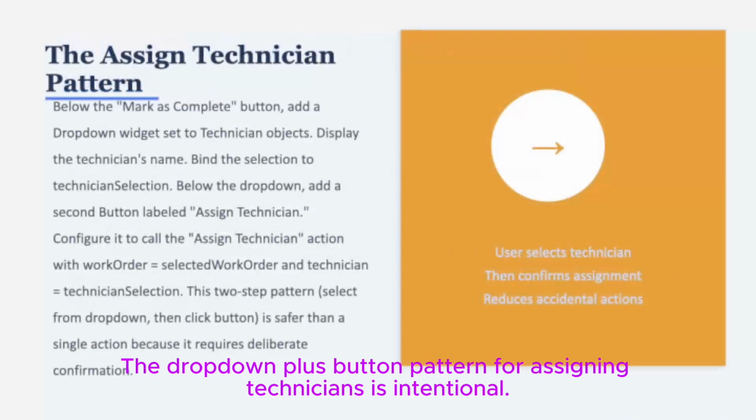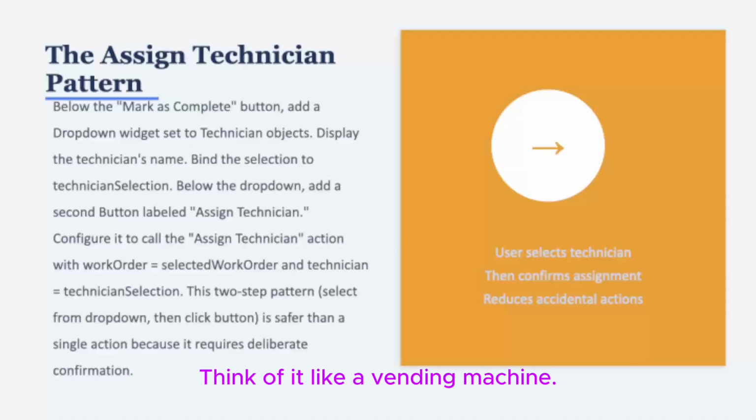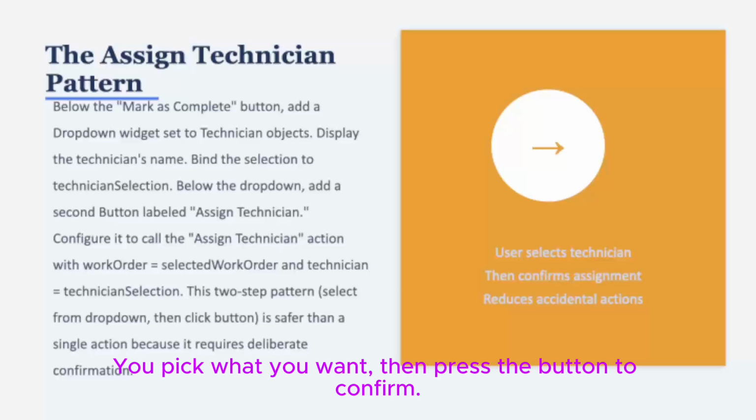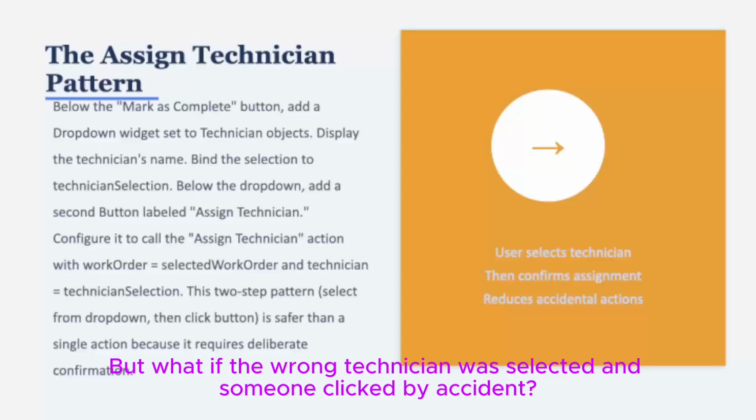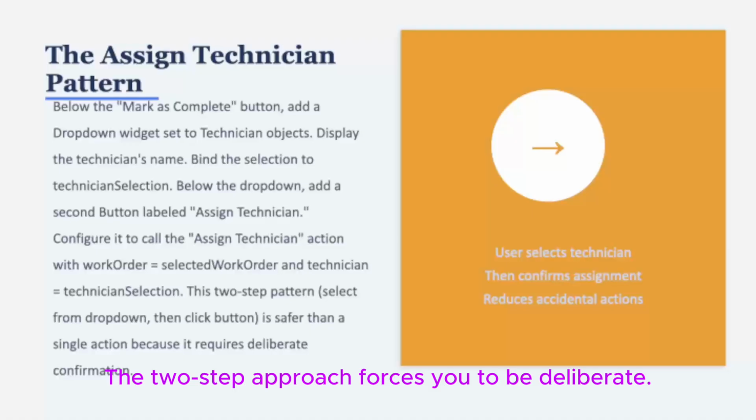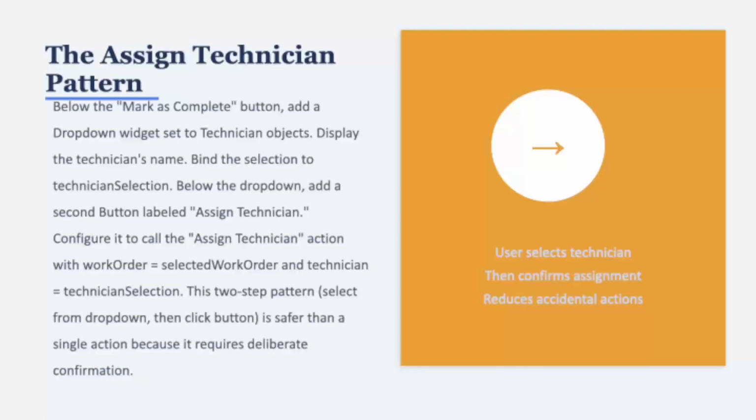The drop-down plus button pattern for assigning technicians is intentional. Think of it like a vending machine. You pick what you want, then press the button to confirm. A single click action would be faster, but what if the wrong technician was selected and someone clicked by accident? The 2-step approach forces you to be deliberate.